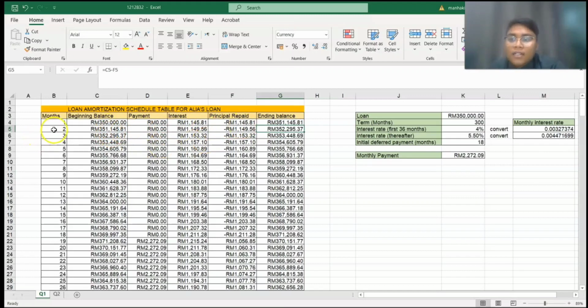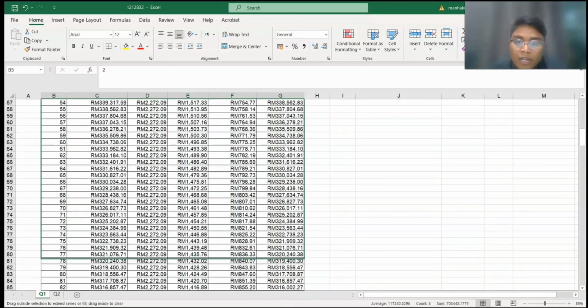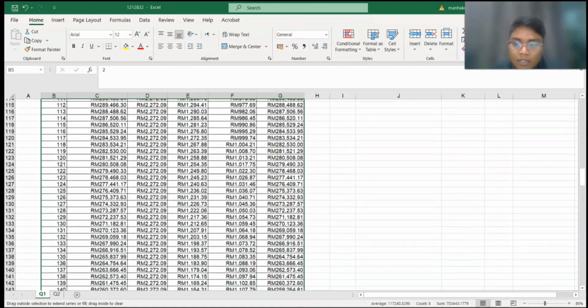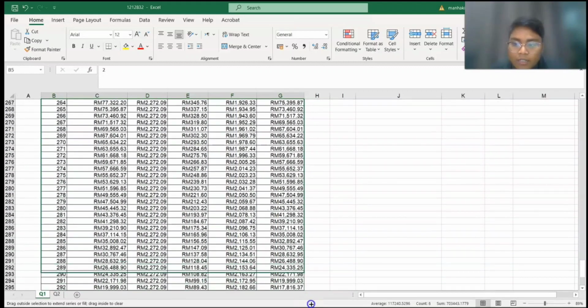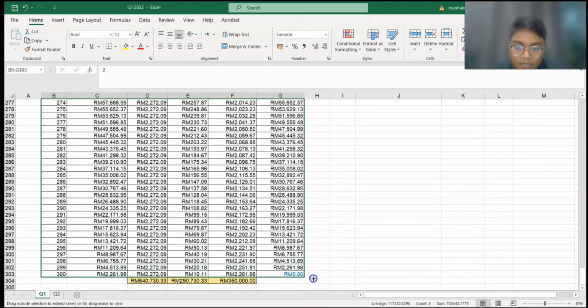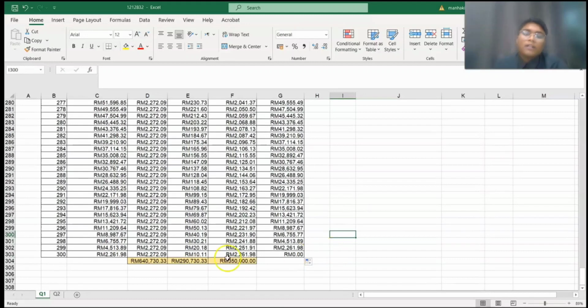So I just do this manually for the second month, then take it down here until time 300. At time 300, here I have the totals. The principal repaid is 350,000, which is our loan.